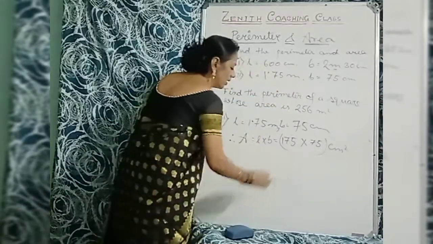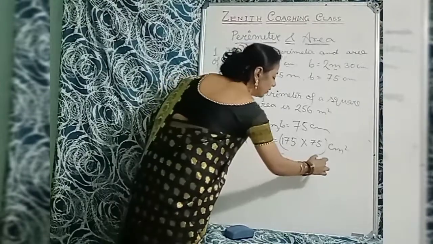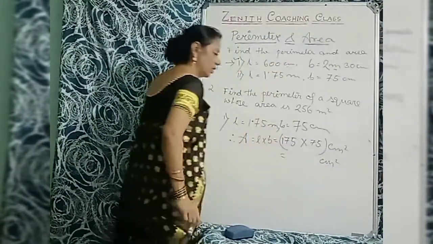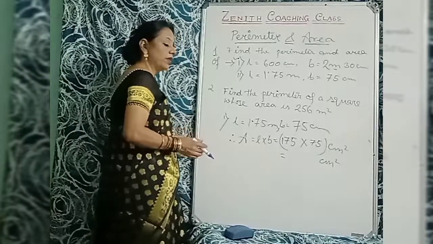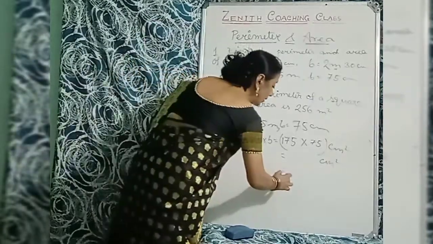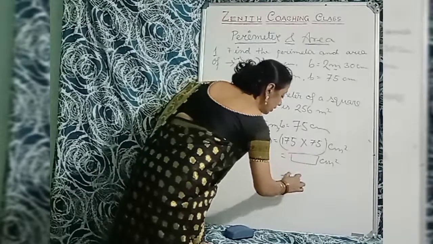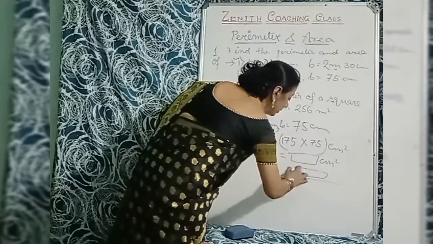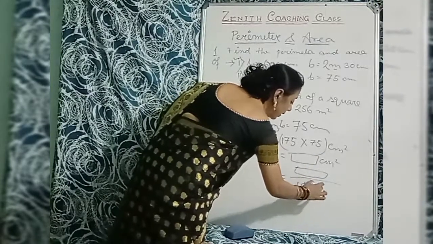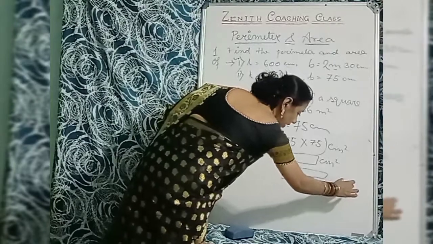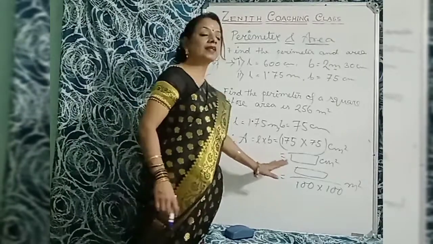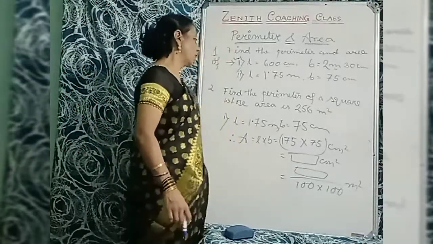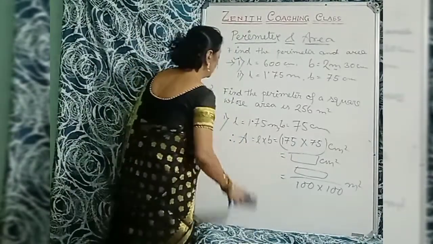I am not calculating here. What will be the answer? You will write centimeter square. If I ask you to write the answer in meter square, whatever the answer may be, you have to divide it by 100 by 100, and then your answer will be in meter square. I am not calculating here; you will just practice at home. Okay, understood the sum?